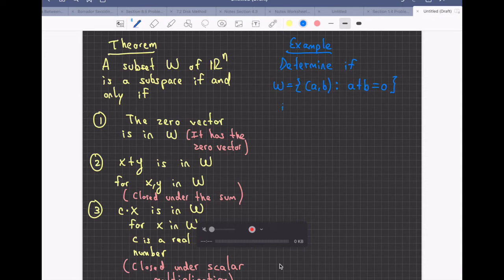Is a subspace of R2. All right, so we have to verify the three properties. First, does W have the 0?